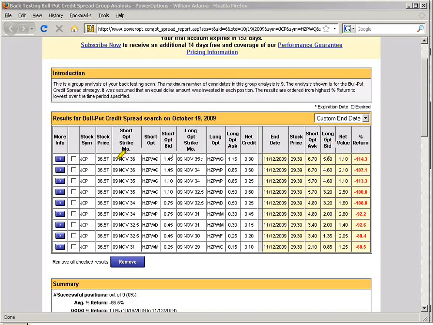Here's that first spread. The first one, the 36, remember we looked at, and the 35. Selling the short option for $1.45, and we paid $1.15 for a 30-cent net credit. The stock's now at $29.39. It would cost us $6.70 to buy to close the 36 put, and we could get $5.60 for selling to close our 35. So this results in a net value of $1.10. We only received 30 cents, so we're essentially looking at a loss of 80 cents on that position.